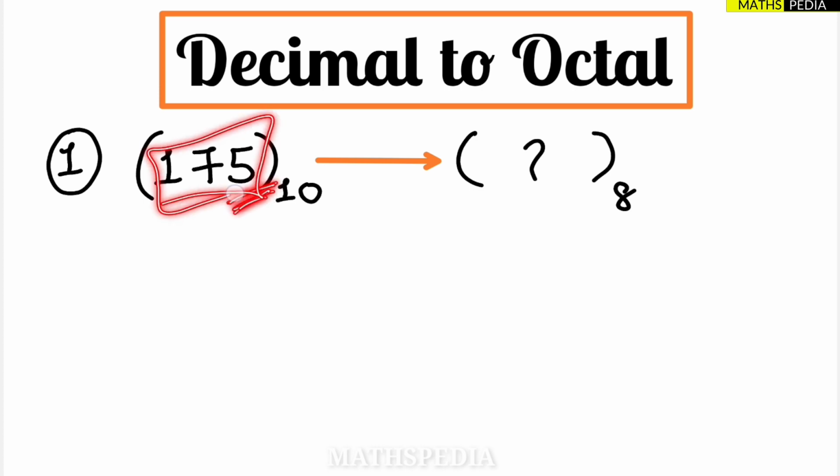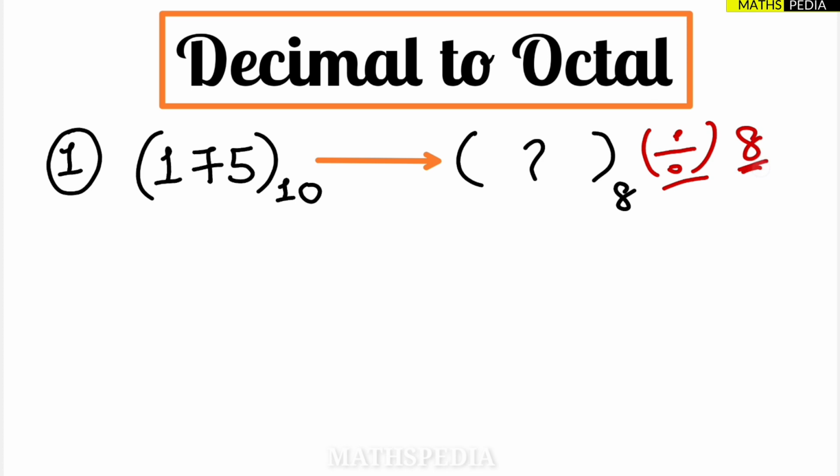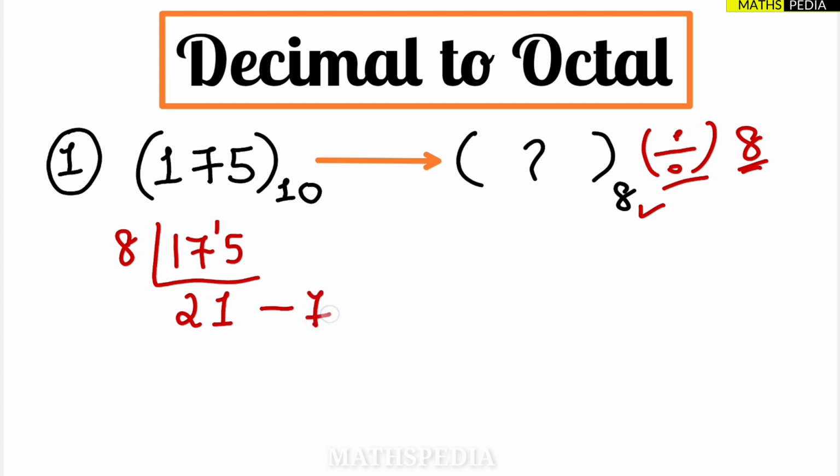So 175 is the number which is in decimal. We have to convert it into octal. For this case we always go with division. Whenever a number is given without a decimal point, we have to divide with the base, which is nothing but 8. So 175, divide with 8. 8 2s are 16, 1 carry, 8 1s are 8. What is the remainder? The remainder is 7.